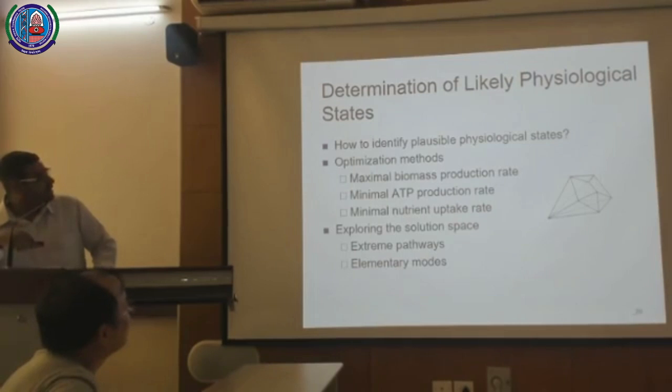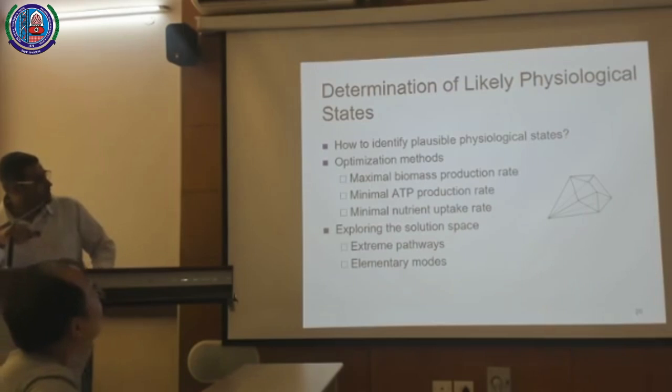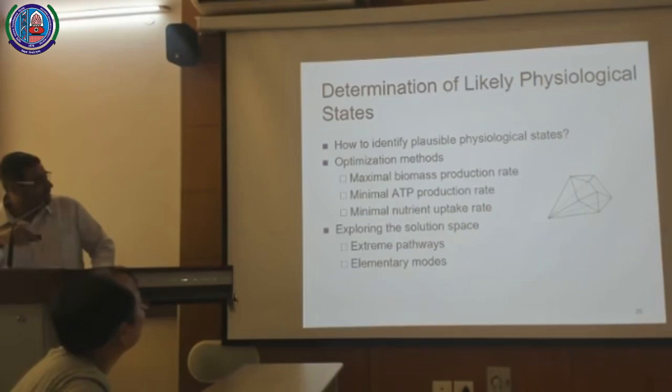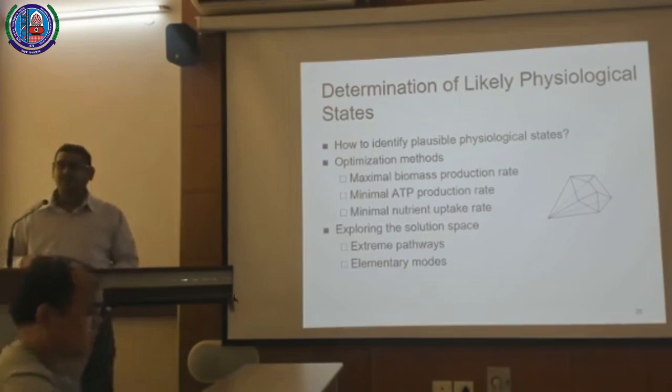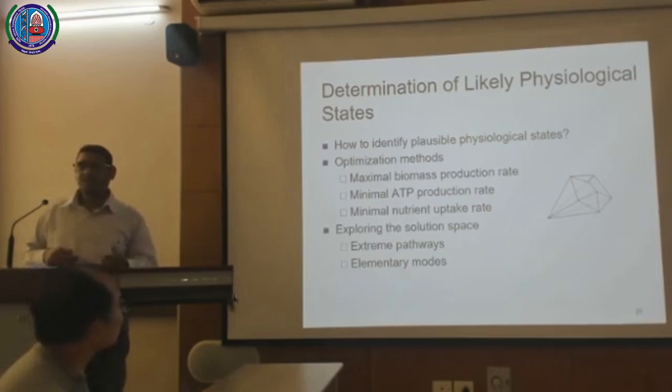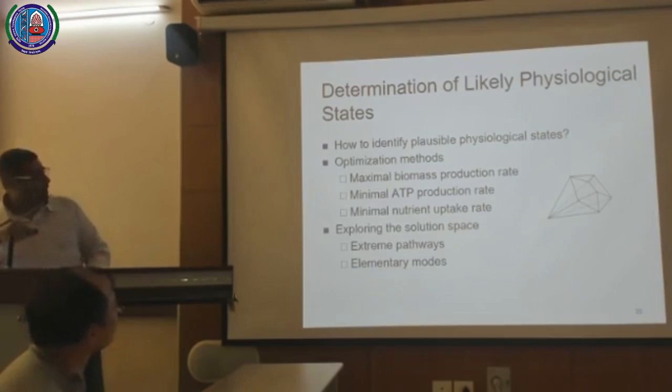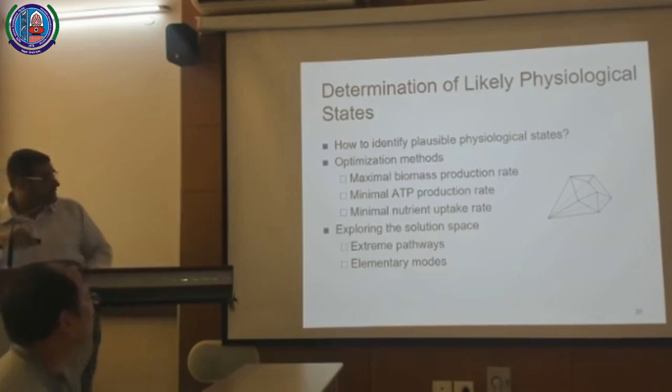Now this is another thing which is very good for your practical purpose, that is how to identify the plausible physiological state. Optimization methods are maximal biomass production rate, minimal ATP, minimal nutrient uptake. And normally in the enzyme system, you have nutrient uptake and then how much biomass production there is. Especially in bioethanol, biomass is very important: how the biomass transformation happens, how much recovery there is. So this plays a very important role.